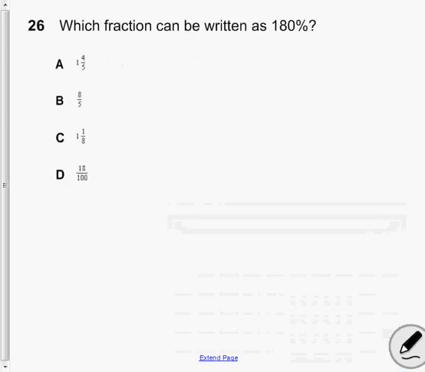Question 26, which of these is 180%? If I look at all of them, they have to be fractions where the numerator is greater than the denominator to be more than 100%. Right off the bat, I know it's not 18 out of 100 because that's 18%, not 180%. And in order to change them all, I need to change them to decimals.